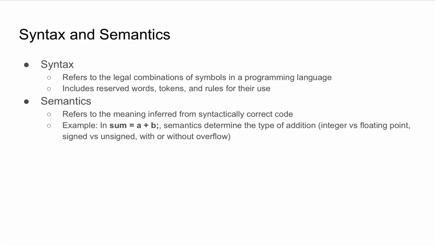Let's start with syntax. Think of it like grammar in a spoken language. It defines the legal combinations of symbols that form valid code. If you don't follow syntax rules, the compiler won't understand what you're trying to say. Syntax includes things like reserved words, tokens. Tokens are symbols, operators, and identifiers. We'll discuss each of them in detail later. And lastly, rules for how these elements should be used together.